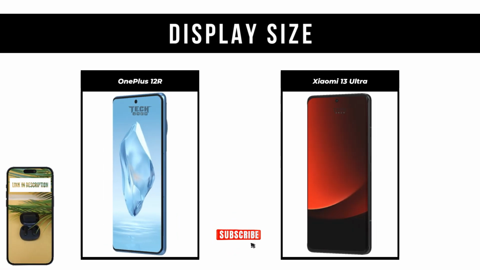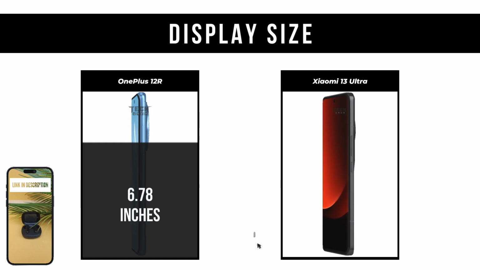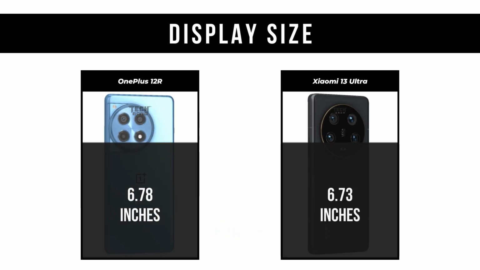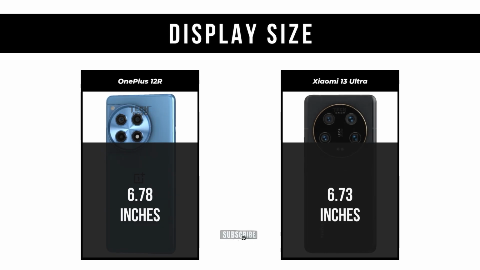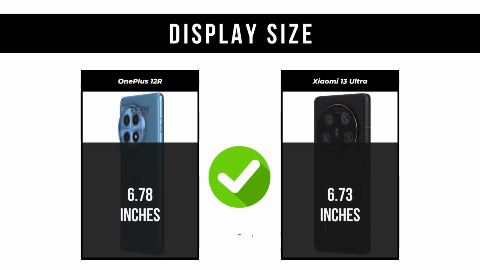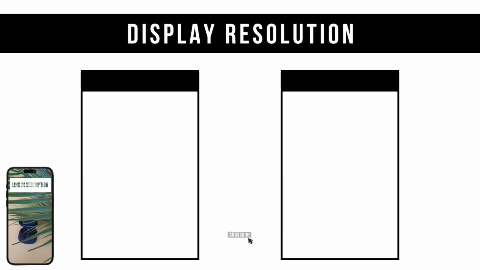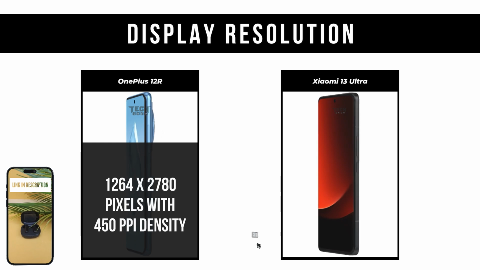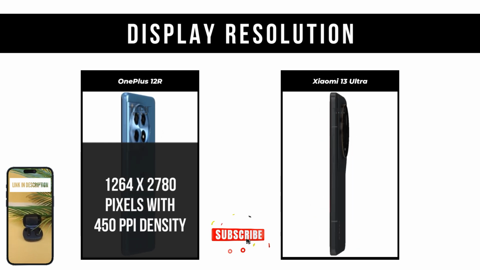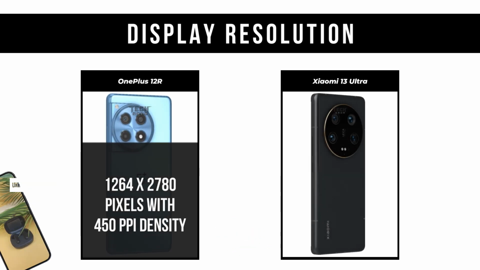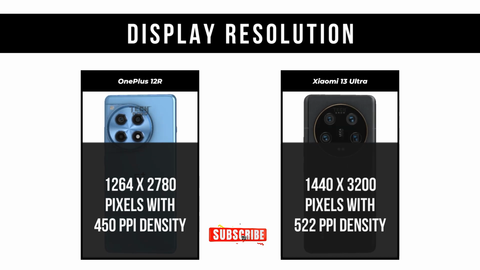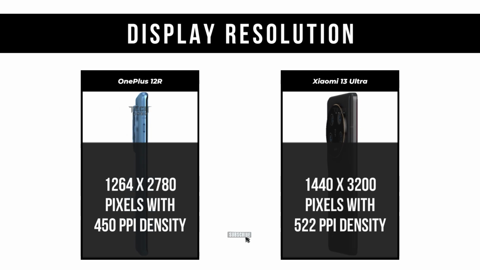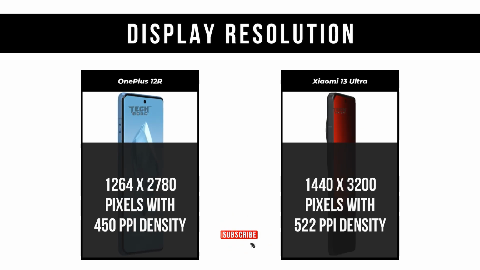Display size. OnePlus 12R is 6.78 inches. Xiaomi 13 Ultra is 6.73 inches. Display resolution. OnePlus 12R is 1264 into 2780 pixels, with 450 ppi density. Xiaomi 13 Ultra is 1440 into 3200 pixels, with 522 ppi density.